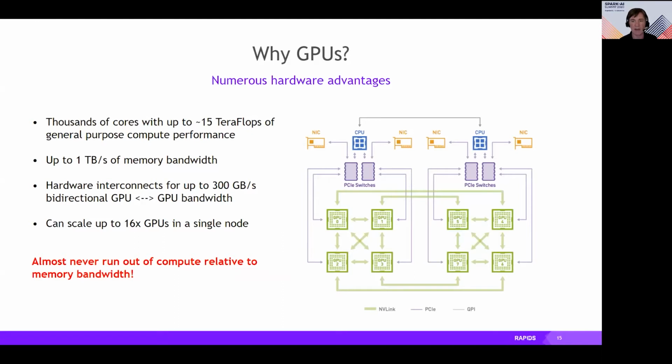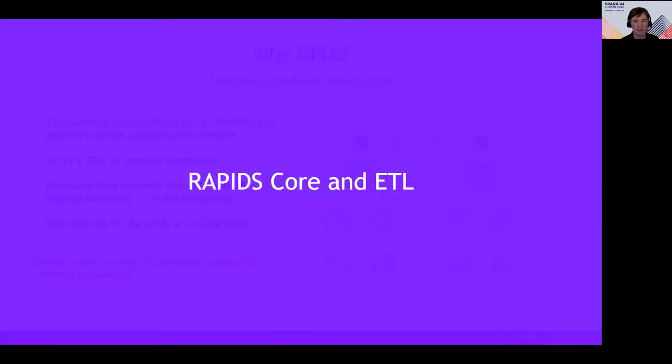But it's really an amazing beast of compute power that deep learning scientists have been using since the beginning of the modern deep learning age. But other data scientists haven't always been able to take advantage of it because the libraries weren't there to use this sort of compute beast for your ETL and for your traditional machine learning. And that's the problem that RAPIDS was really meant to solve.